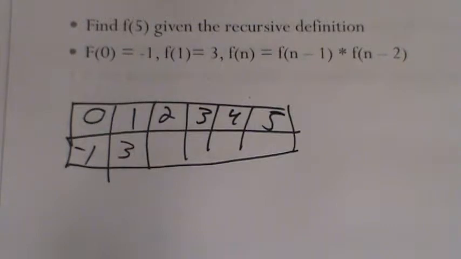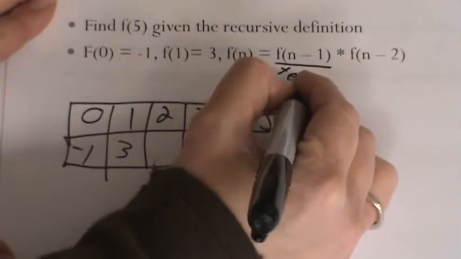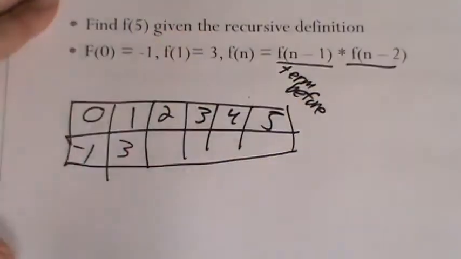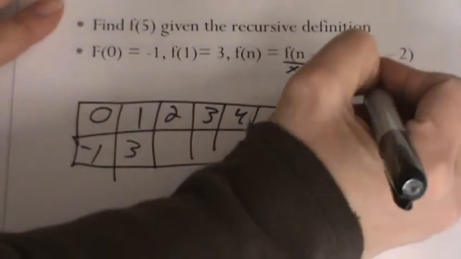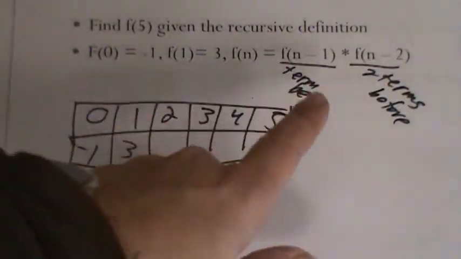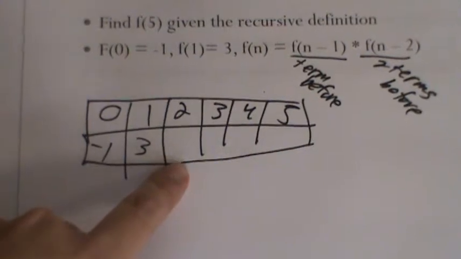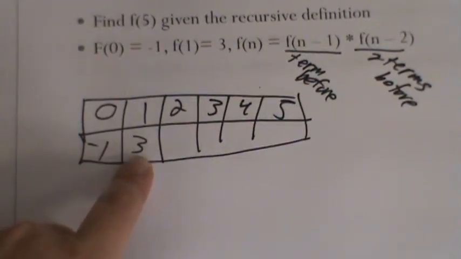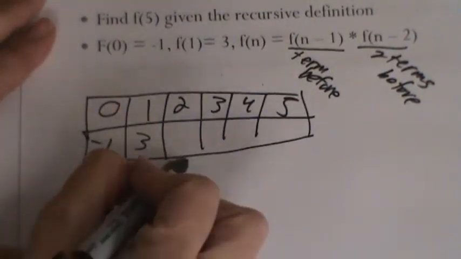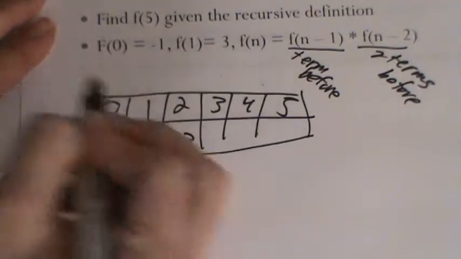Now why it gives me 2 is because my recursive over here, if it has n minus 1, remember that's your term before. And if it has the f of n minus 2, that means 2 terms before. So I'm going to take my term before and multiply it to my 2 terms before. If I'm trying to find this number, I take the term before, which is 3, and multiply it to the one before that, which is negative 1. So I'm getting 3 times negative 1, which would give me a negative 3.